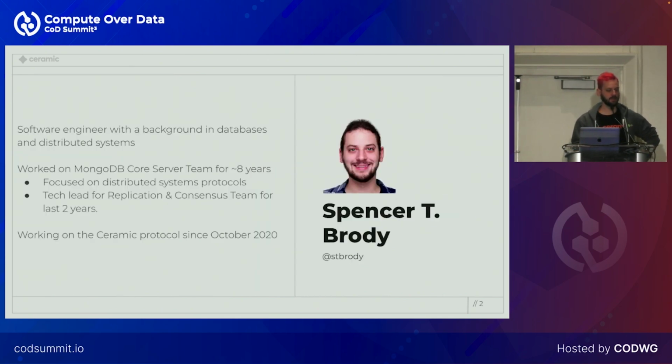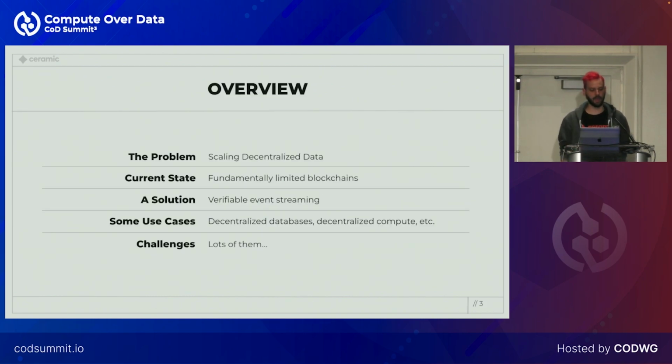A little about me, I'm a software engineer, background in databases and distributed systems, was tech lead on MongoDB's replication system for a few years, thinking about their single leader consensus algorithm. So been really thinking about data and distributed data for a while, joined the whole Web3 space almost 3 years ago now, and been working on Ceramic, a decentralized data system, which builds on all these verifiable event streams, which we'll be talking about today.